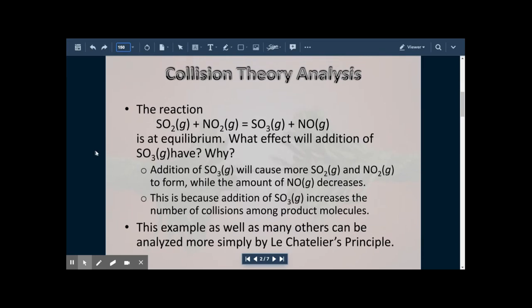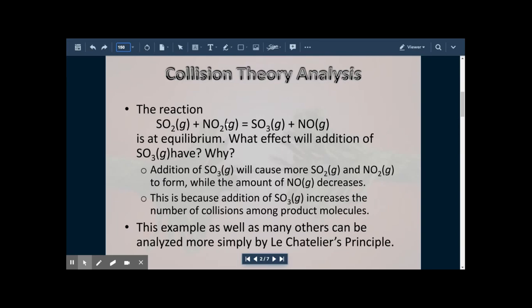So we know already that equilibrium is when a forward reaction, the reactants to the products, happens at the exact same rate as the products going backwards to the reactants. Now, a reversible reaction can go either way. As we know, one reaction will happen a lot more easily than the other, whether it's endothermic or exothermic. One will happen easier than the other.